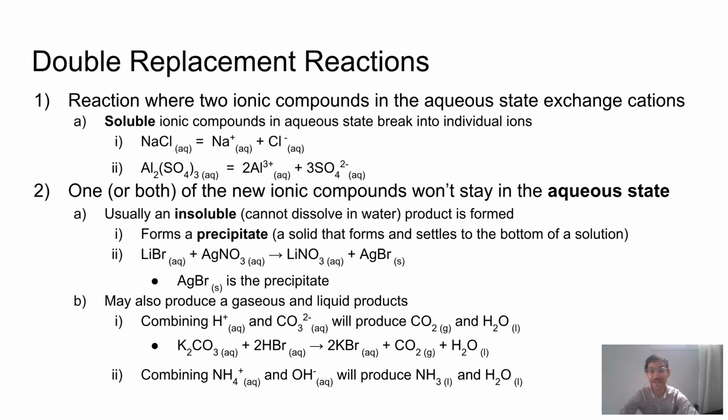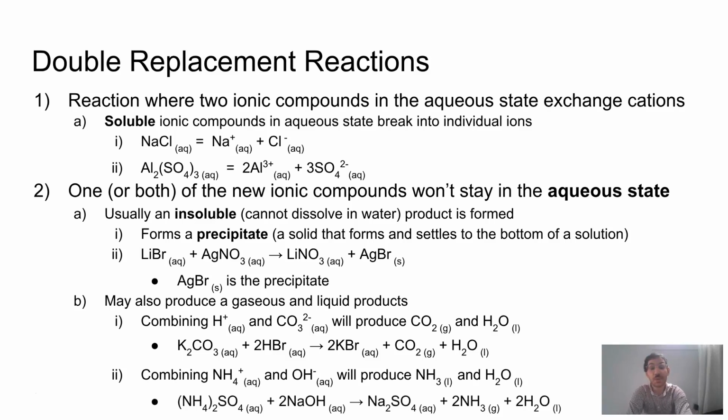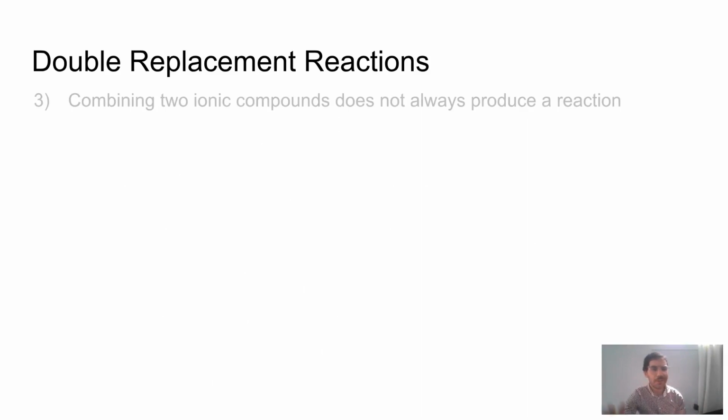Another thing that can occur is if you have an ammonium ion and you combine that with a hydroxide ion, it's going to produce ammonia as a liquid and water as a liquid. An example of this would be if you took ammonium sulfate and you mixed that with sodium hydroxide, you would get sodium sulfate in addition to ammonia liquid. I don't know why it says gas there. Ammonia liquid, and water as a liquid as well. So these are double replacement reactions. But let's just keep going.